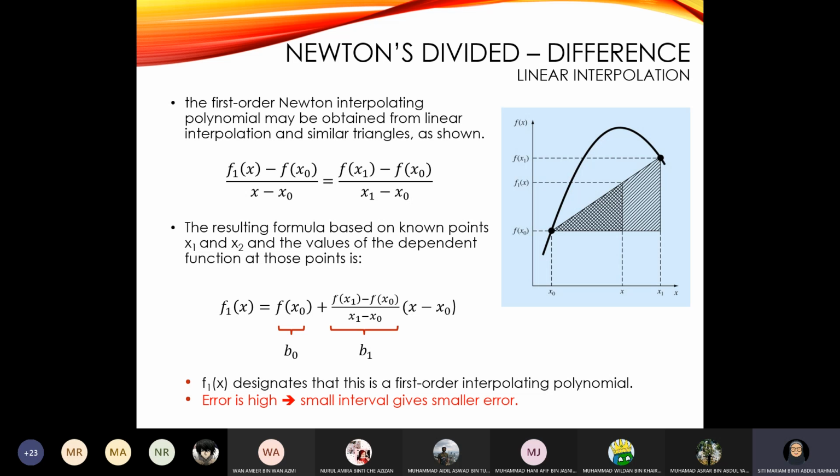And then what we want to find is x, the value of x, based on the value of x0. So the function f1, when we write 1, it means first order. Designate that this is the first order interpolating polynomial. So error is high.